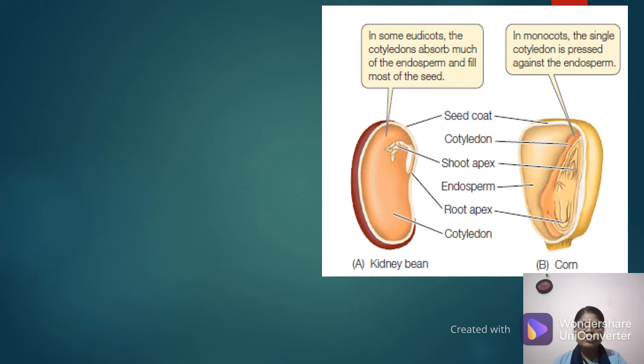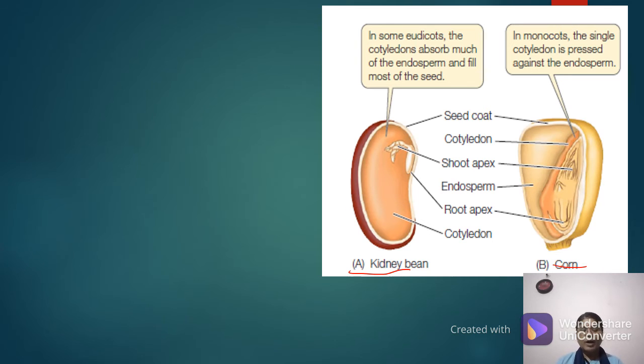Now you can see here a dicot seed, basically a kidney bean. As you can see here, this is your kidney bean and this is your corn. Corn everybody eats, so you know it. So you can see the outermost covering, where your integument has changed into your seed coat.